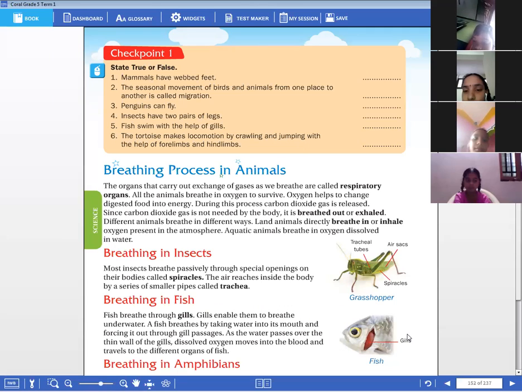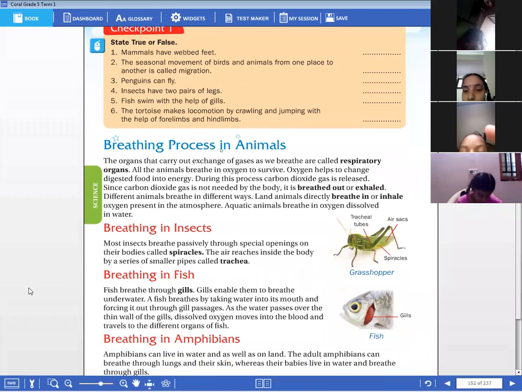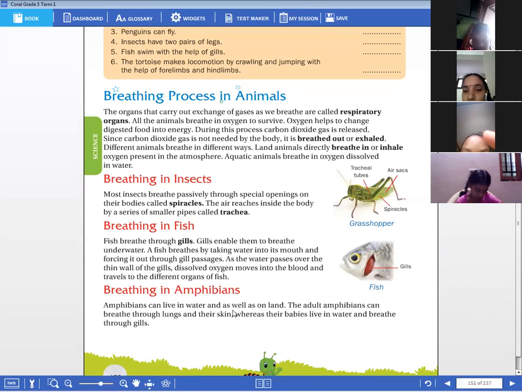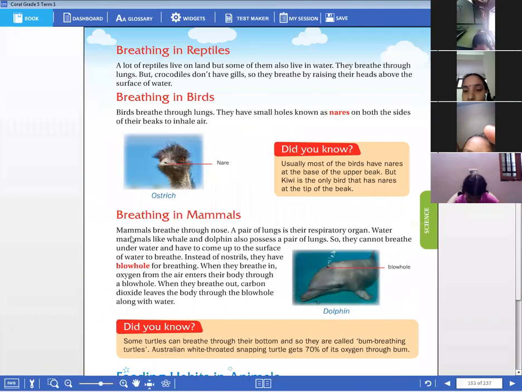Next, coming to breathing in amphibians, children. Amphibians. Adult. Lungs. Babies. Now coming to breathing in reptiles. Reptiles.